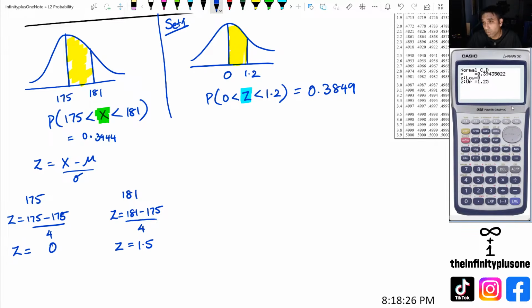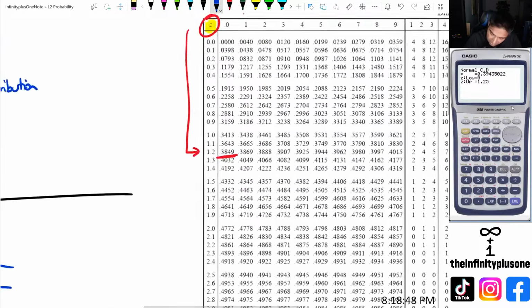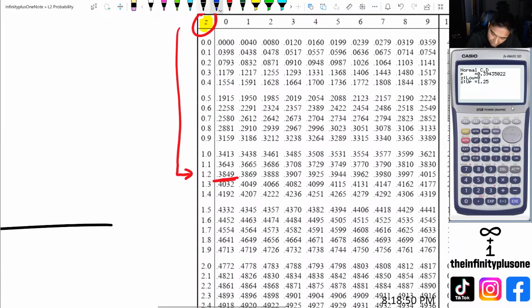So in the real world, the probability is between 175 to 181. But when it's normalized, we are going to get it between 0, and instead of X, we now write it as Z, and instead of 181, we're going to write 1.5. So what we're looking for is we're going to go into the table and we're going to look for 1.5.